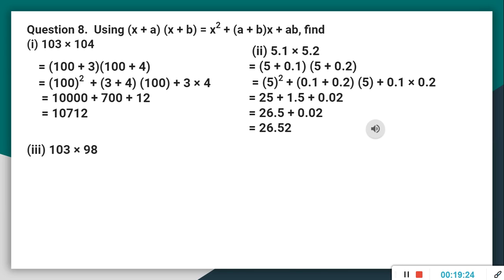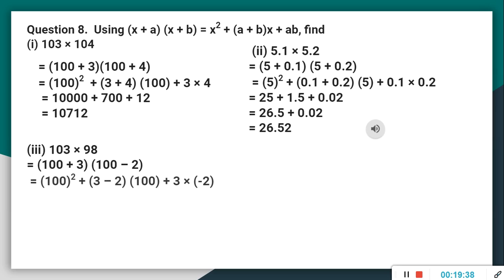Now third question. 103 into 98. The nearest number is 100, right? So 103 can be written as 100 plus 3. 98 can be written as 100 minus 2. So here x is 100, a is 3, b is minus 2. Okay. So 100 square plus 3 minus 2 into 100 plus 3 into minus 2. 100 square is 10,000 plus 3 minus 2, that is 1. 1 into 100, 100. Now plus into minus is minus, 3 2 are 6, minus 6. So 10,000 plus 100, that is 10,100 minus 6 is equal to 10,094. So the answer of 103 into 98 is equal to 10,094.